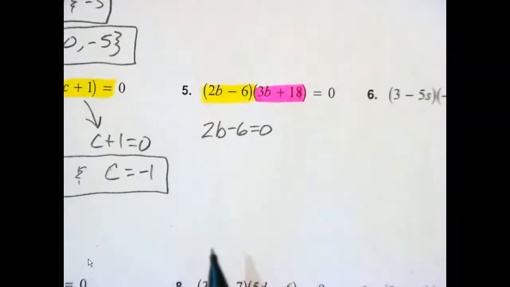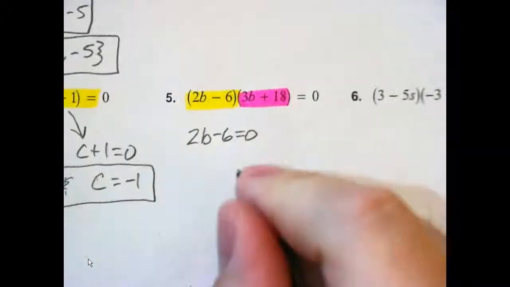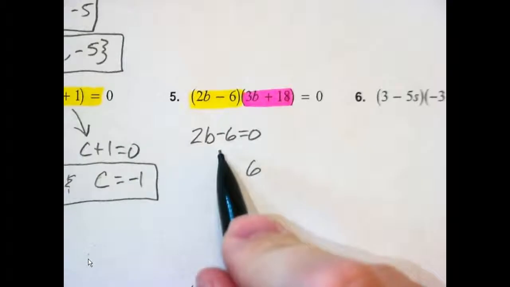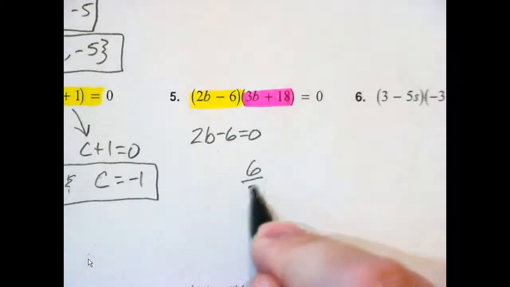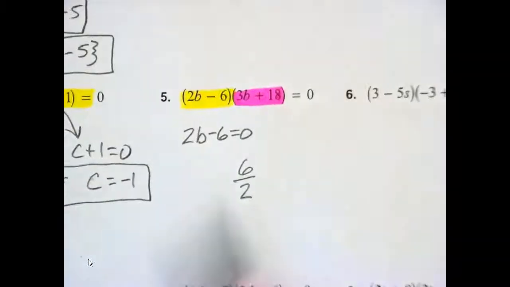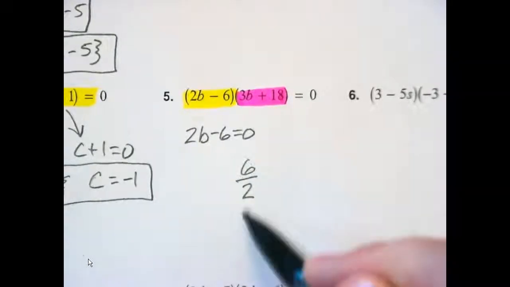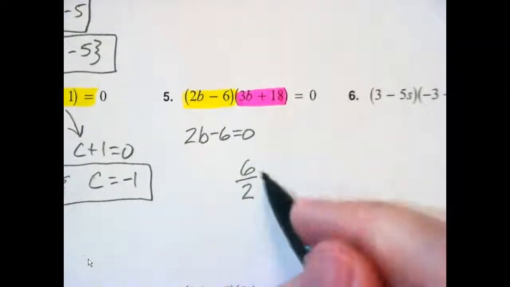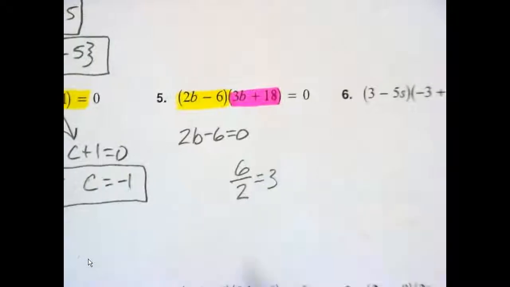Okay, what's the first thing you have to do to get b by itself? First thing is add 6. What's the next thing? Divide by 2. When you add 6 and divide by 2, if you just write down what you're doing, that tells you your answer. What's 6 divided by 2? 3. That's one answer.